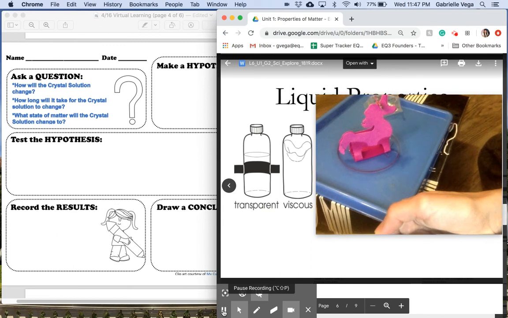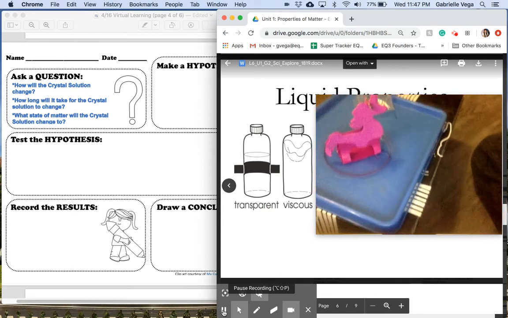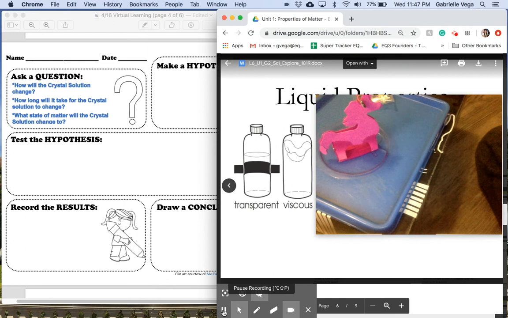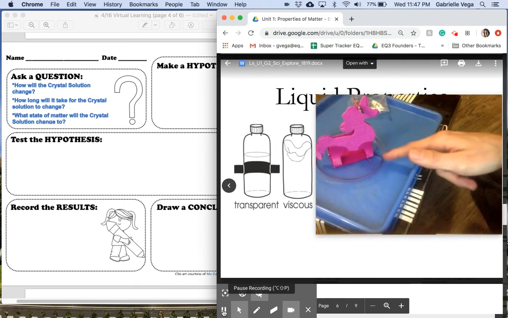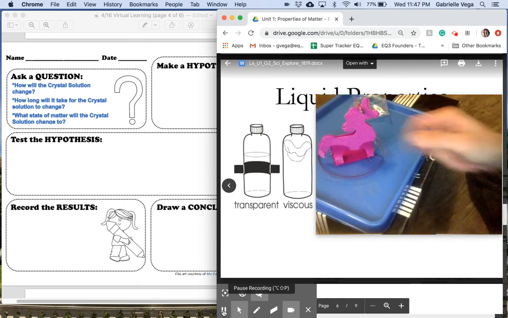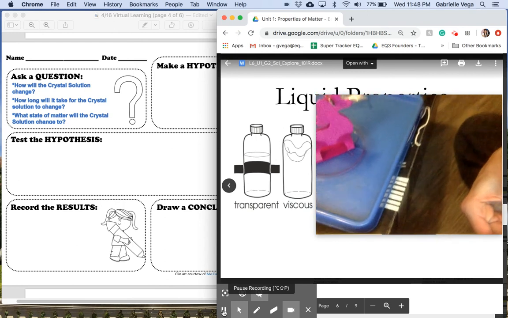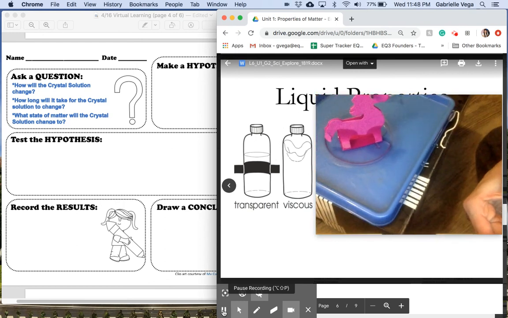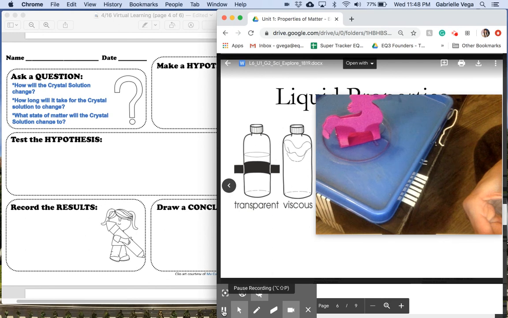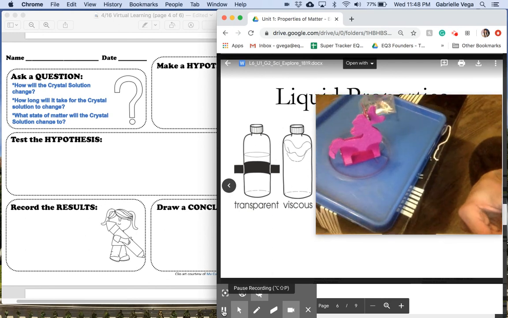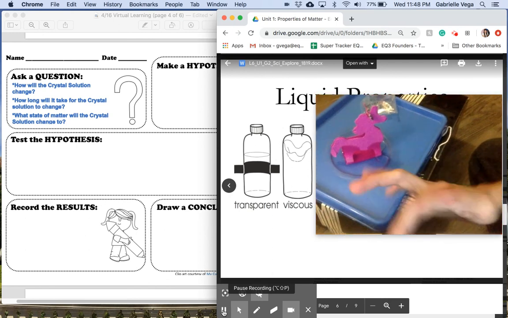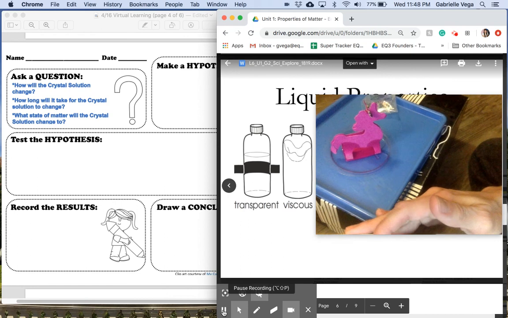Alright, so here's what the unicorn looks like. You can kind of see the liquid at the bottom of the base there. And you can see the bottom of the unicorn is already starting to soak up that material. So go ahead and pause the video, and then in that box, go ahead and draw what it looks like.